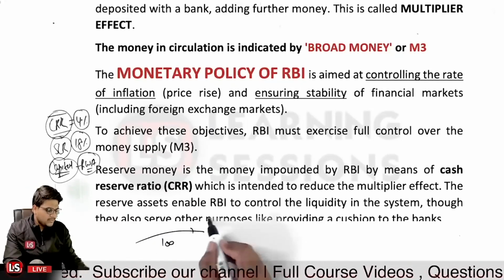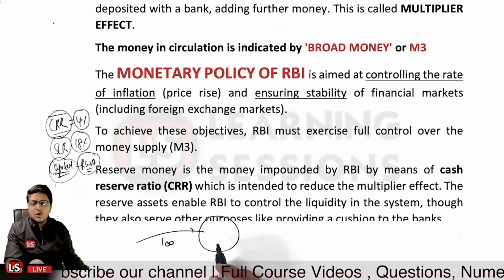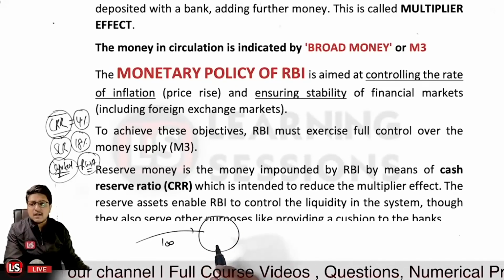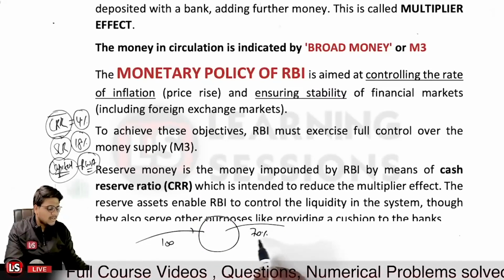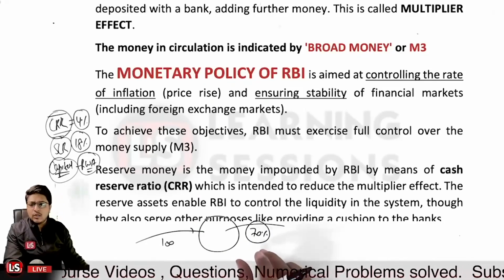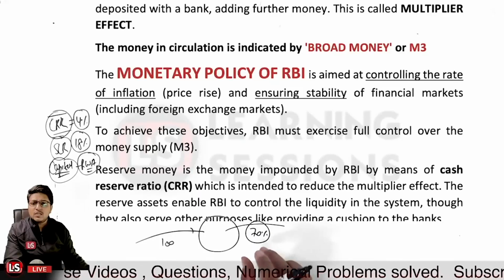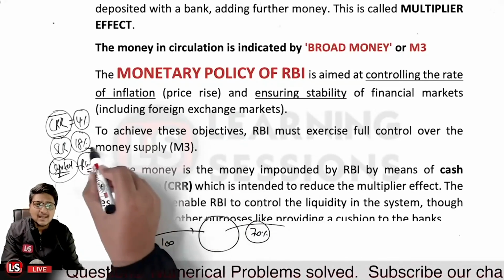Out of these, let us take the case that banks are able to lend only 70% at max. But let us consider the case when SLR is now increased.